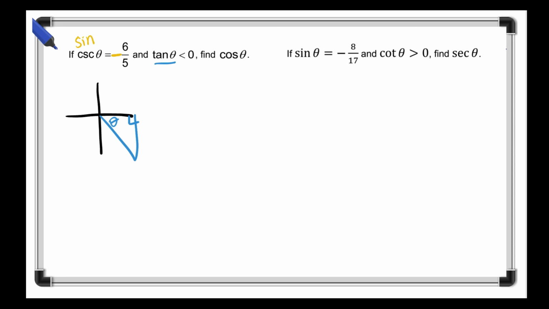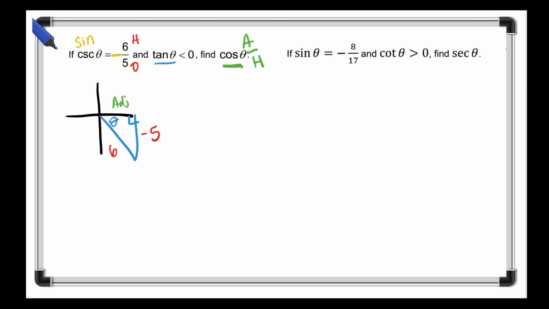So cosecant, again, reciprocal of sine. So that's going to be h over o. So I have 6, and then I have negative 5. Again, remember, hypotenuse can only be a positive number. Now what I want to do is find cosine. Now cosine is a over h. So I'm missing the adjacent. So I've got to find the adjacent.